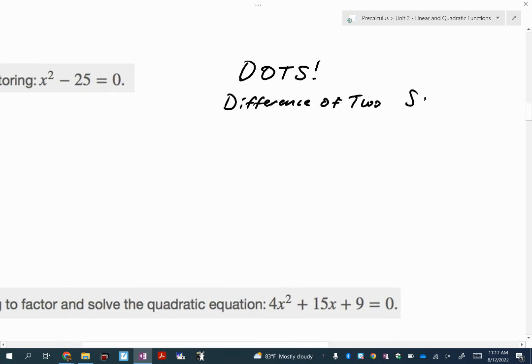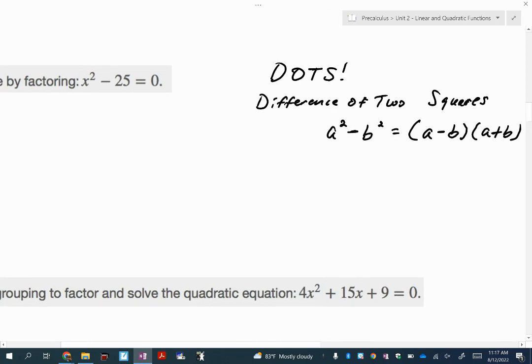two squares. And it's something your Algebra 2 teacher would have gone over in this basic form: a squared minus b squared factors as a minus b times a plus b. So when I look at this x squared minus 25, I immediately see two perfect squares, x squared and 25, and write x minus 5, because the square root of 25 is 5, times x plus 5.